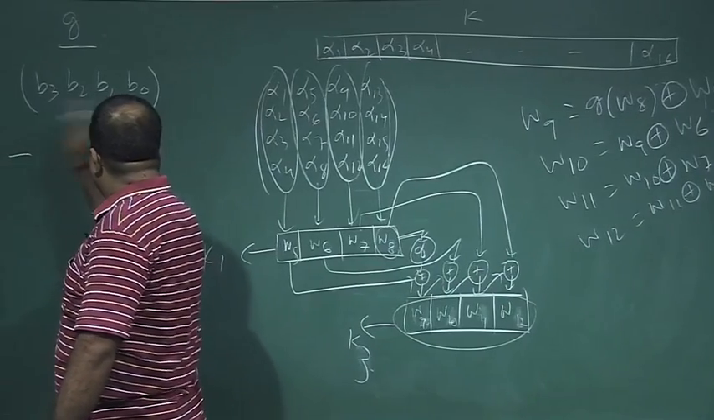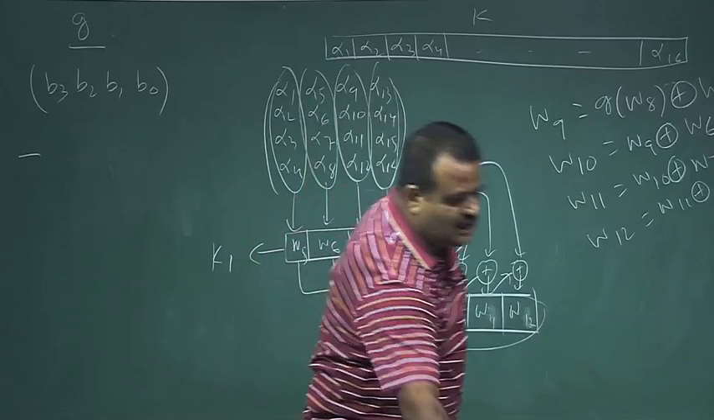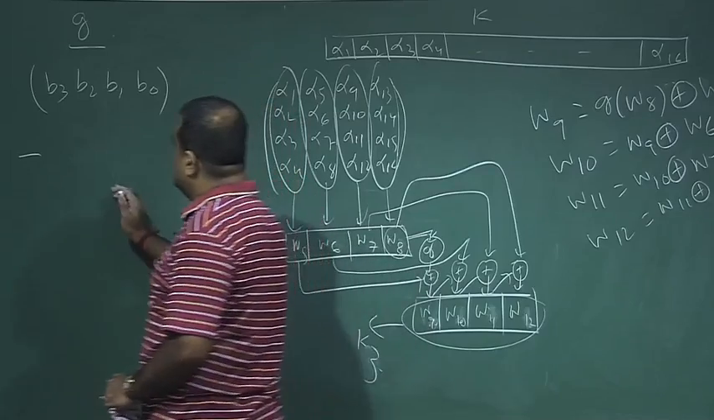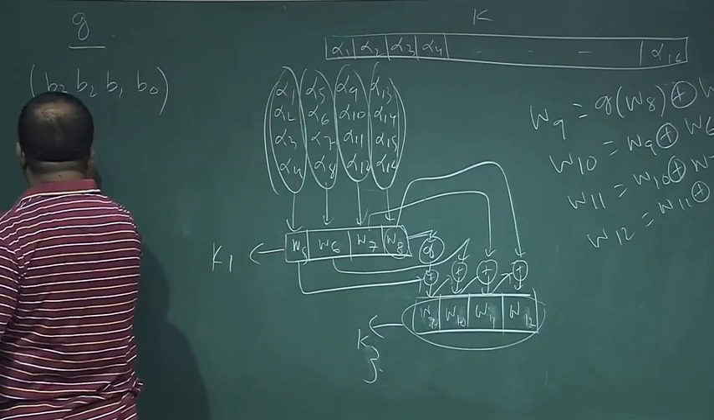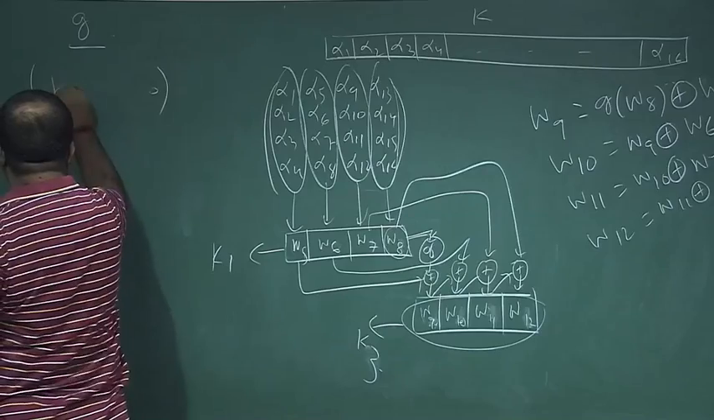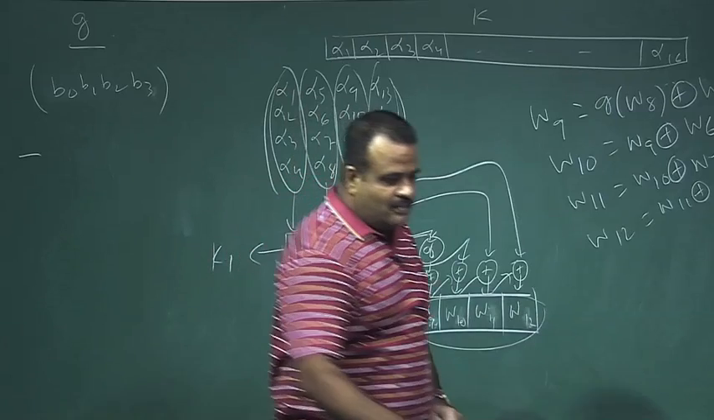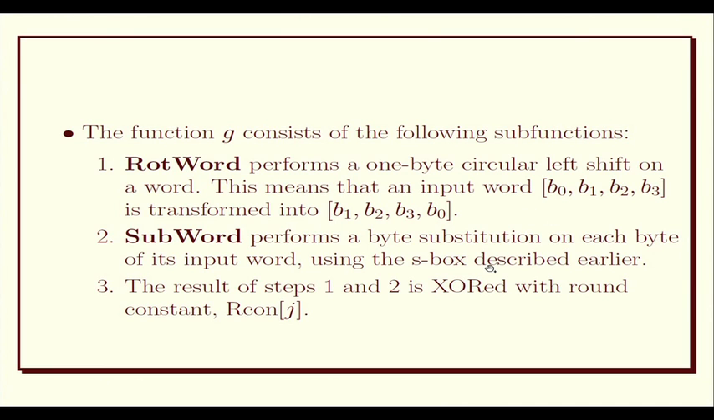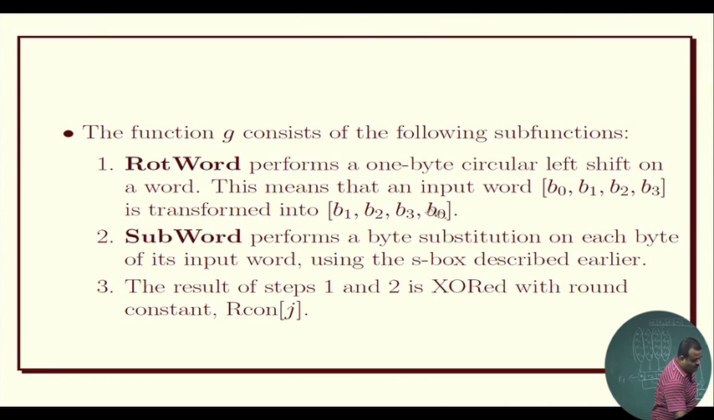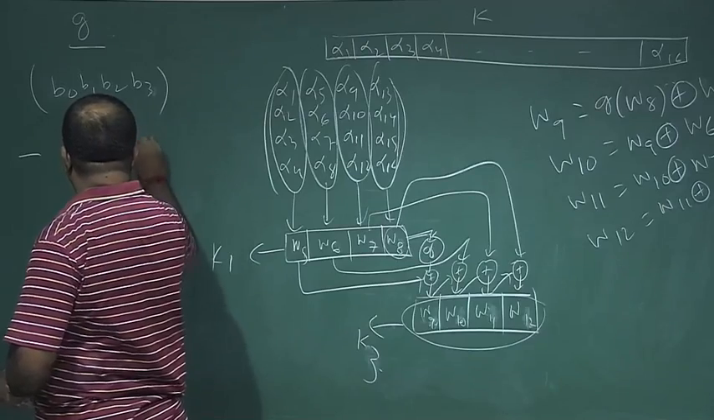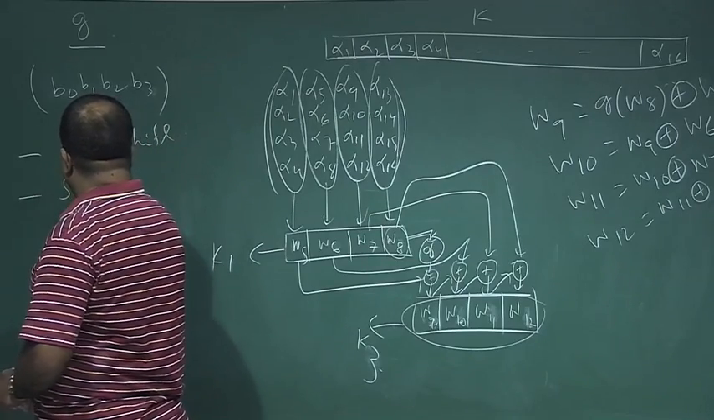First step, we are rotating it. If we denote it this way, B0, B1, B2, B3, we are just making a rotation, a circular left shift. This is the first operation we are doing. So, circular left shift, and then we are performing the S box sub-byte operation on each of these.